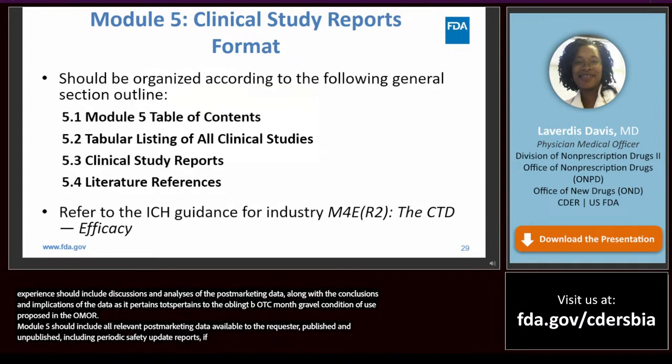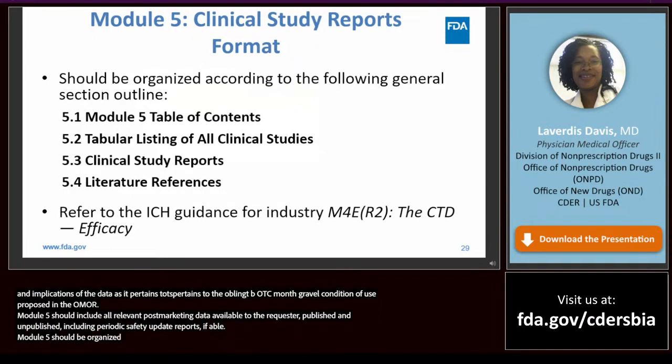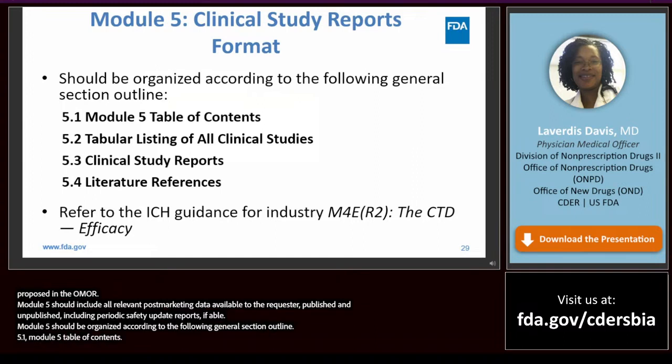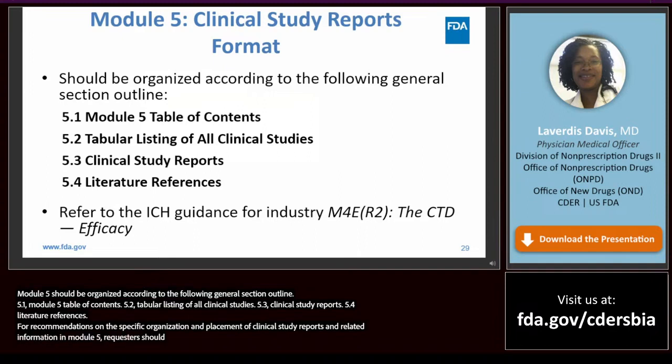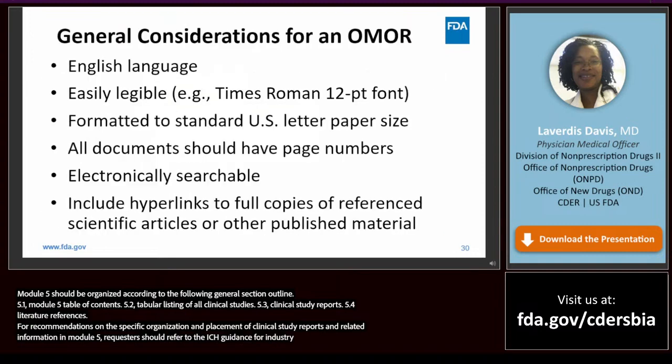Module 5 should be organized according to the following general section outline. 5.1, Module 5 Table of Contents. 5.2, Tabular Listing of all clinical studies. 5.3, Clinical Study Reports. 5.4, Literature References. For recommendations on the specific organization and placement of clinical study reports and related information in Module 5, requesters should refer to the ICH Guidance for Industry, M4E(R2), the CTD Efficacy.